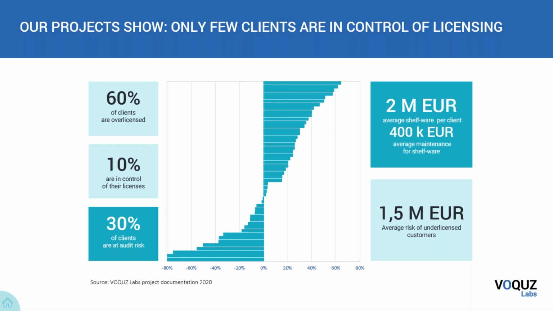What we also find at the bottom half, and this, as I said, is important to note, is that you can be in both spheres at the same time. We find 30% of clients are also at audit risk. And that audit risk ranges from a very small amount, as you can see here, in some cases a few percent, all the way up to way over 80%.